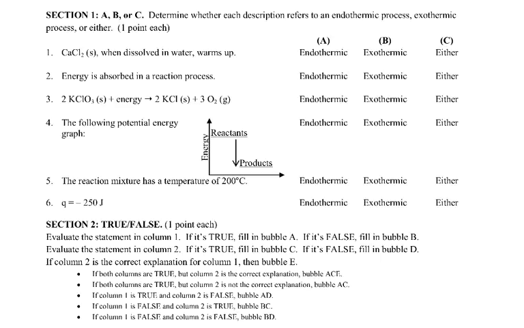So when calcium chloride is dissolved in water, it warms up. Okay, if it warms up, that means the chemicals themselves must be releasing energy in order to warm up the surroundings. So the surroundings warm up, so that's exothermic. Energy is absorbed in a reaction process. Okay, energy absorbed, that's the definition of endothermic.